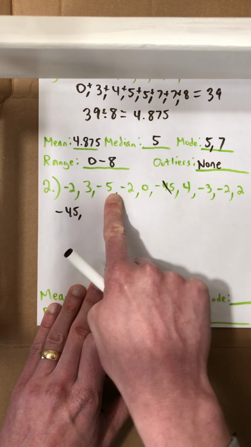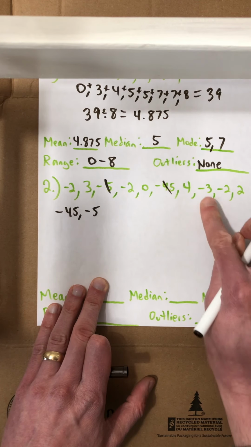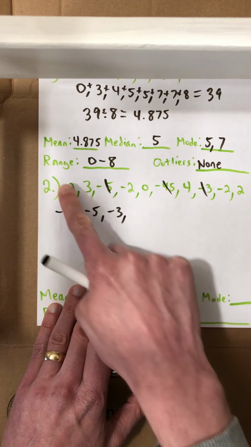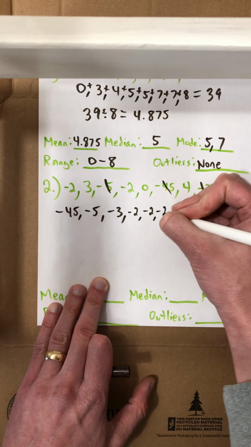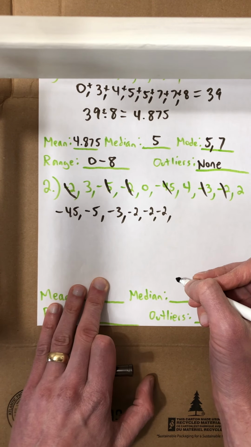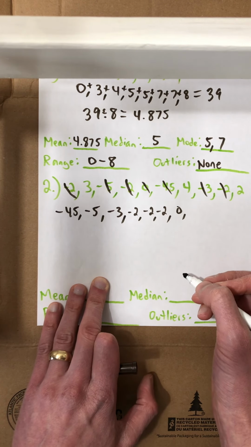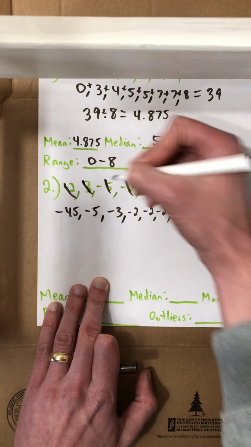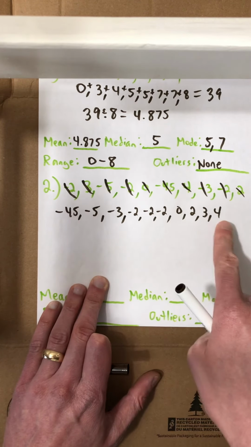My next lowest number is minus 5. So we'll scratch that one off next. And then I think there's a minus 3. There it is, right over there. Then we got some minus 2s. 1, 2, 3 of them. So it seems like a very popular number in this set of data. And that's it for negative numbers. Our next one is 0. And now we can move up to some positive numbers. I see a 2 over here. And now there's just a 3 and a 4 left. So there we go. We got our numbers in order from smallest to largest.